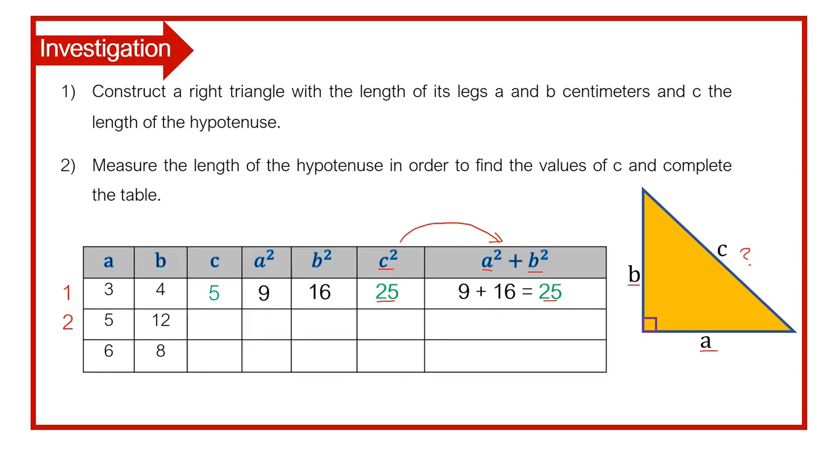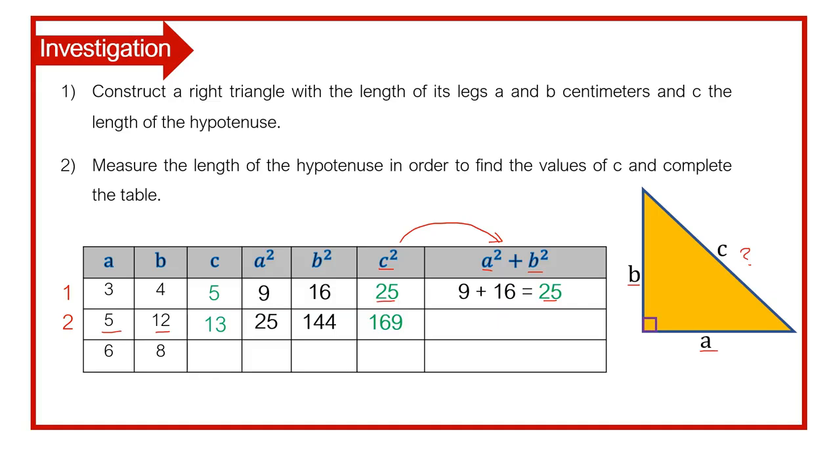Let's draw another right triangle. This time, A is 5 and B is 12. Take your time and construct a right triangle, then measure C. If you are accurate enough, you should be able to get 13. And now let's square 5, which is A squared, to get 25, B squared, that is 12 squared, to get 144, square C, which is 13 squared, to get 169.